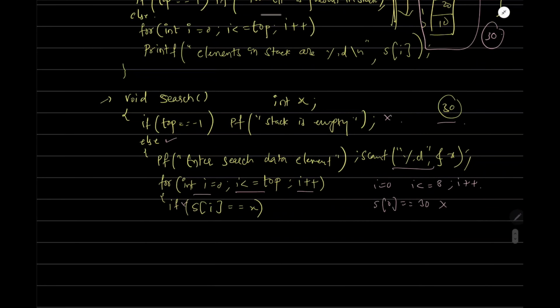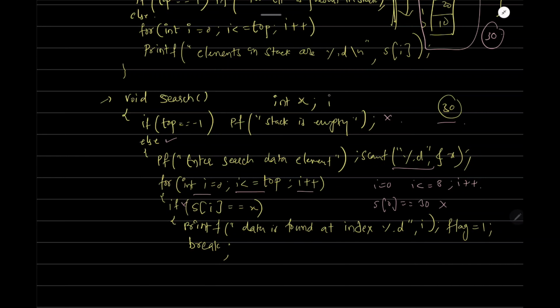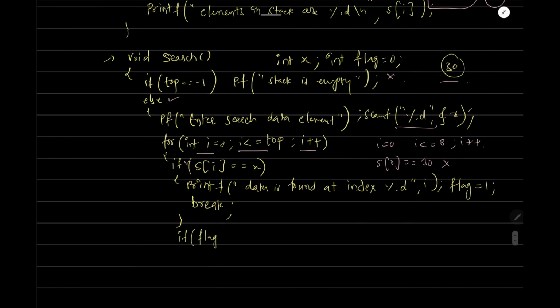So if s[i] is equal to x, meaning if data is found, then what we will print is printf data is found at index i, and I will be using the break statement. Before it I will also use flag = 1. So int flag, I will initialize it to 0. Okay, now I will close. So in this for loop I will write if flag is equal to 0, then what we can do: printf element is not present in the stack. So now we can close.